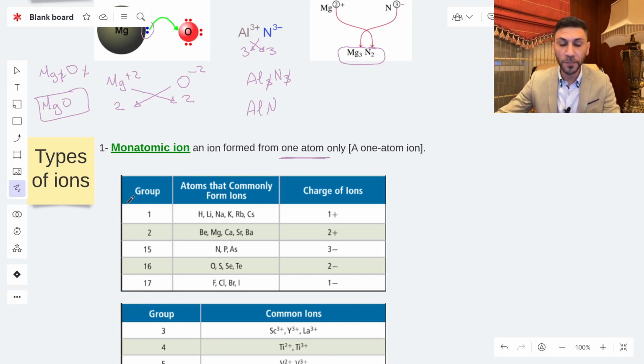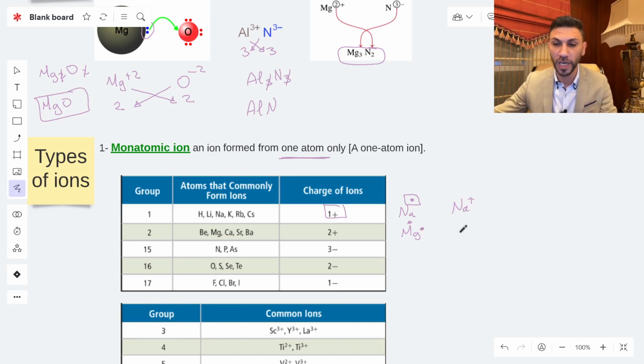And because we have here group number 1, the valence electrons are 1, just like the sodium, Na. It has only one valence electron. So after losing this one electron, it will become Na positive 1. So all group 1 will form a charge of positive 1. Mg, for example, it has two valence electrons.